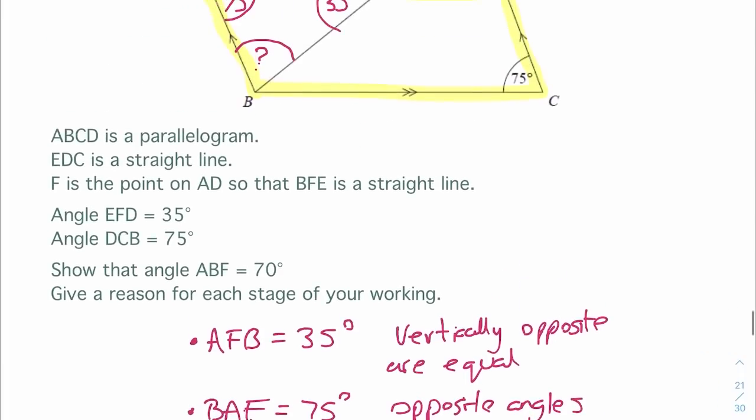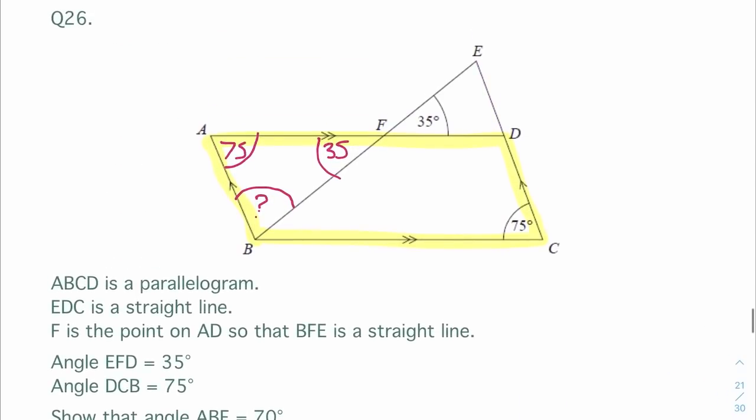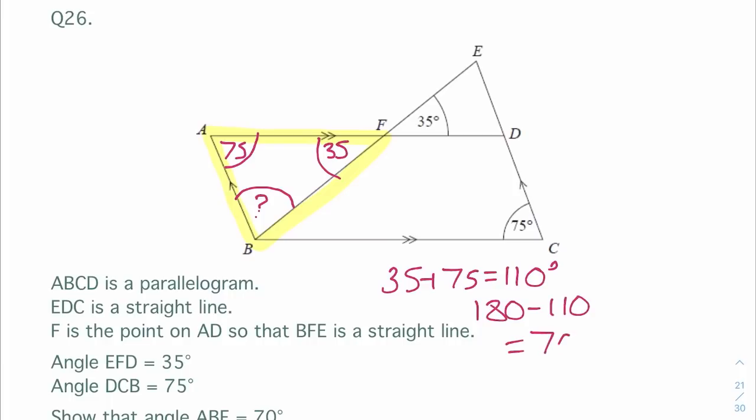Okay, here we go. We should be able to finish the question now, because those angles within the triangle, we now have two of them, and we know that angles in a triangle add up to 180. So we can add those two together. So 35 plus 75, which is 110. There we go. And take that away from 180. And that gives us 70 degrees.